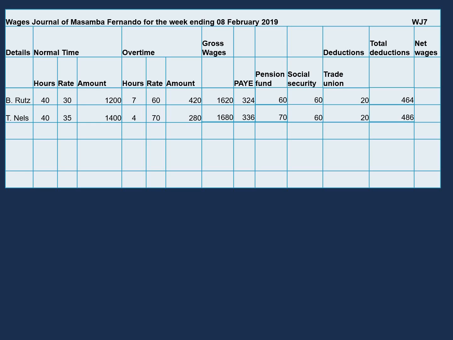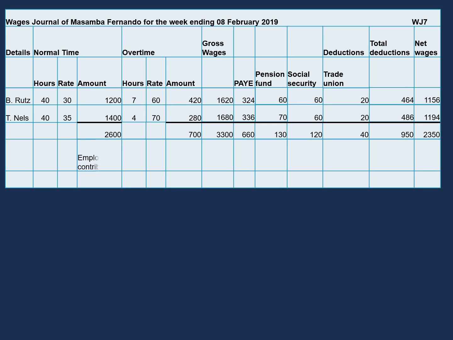To calculate our net wages for B Roots, we take the 1,620 less our 464 to get 1,156. We do the same for T Nels. We take the gross wages less the total deductions, and that will give us 1,194. Now we add up our amounts to get a total for each amount. We have a total for normal time wages, overtime wages, gross wages, all the deductions, and so forth.